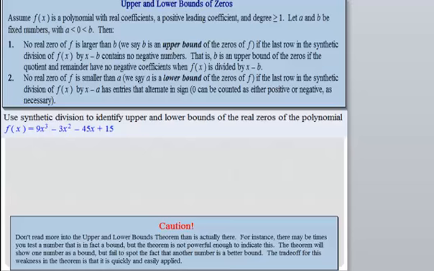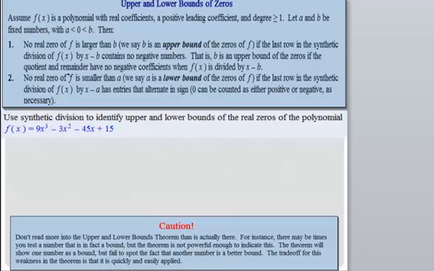No real 0 of f is smaller than a, so a is a lower bound if the last row in the synthetic division of f of x by x minus a has entries that alternate in sign. 0 can be counted as either positive or negative as necessary.